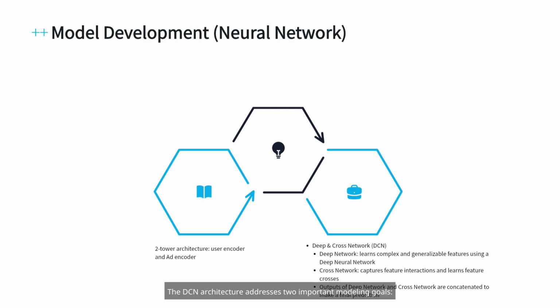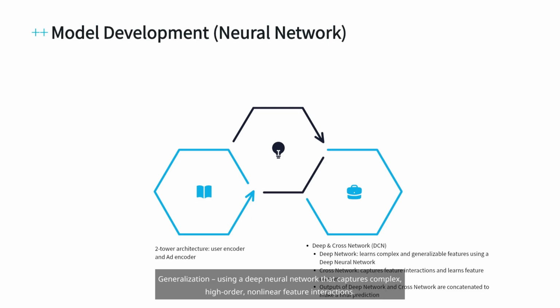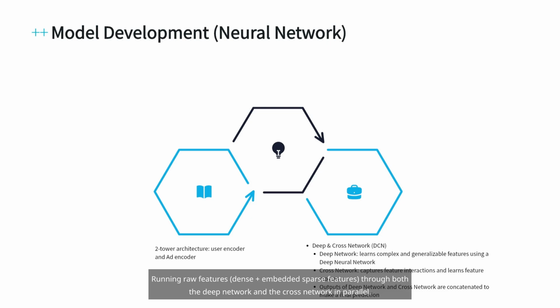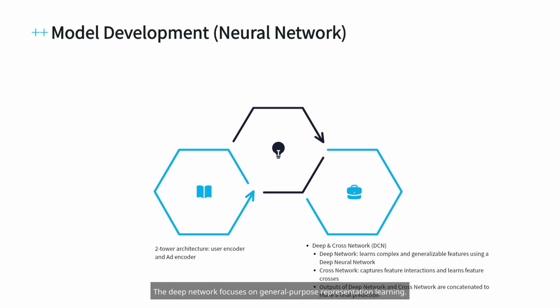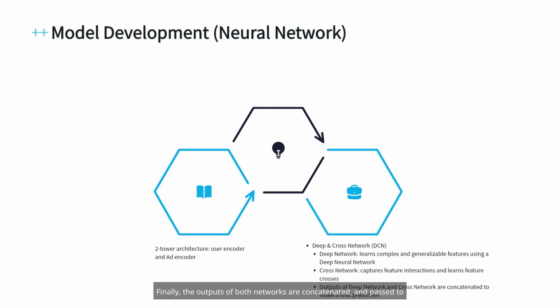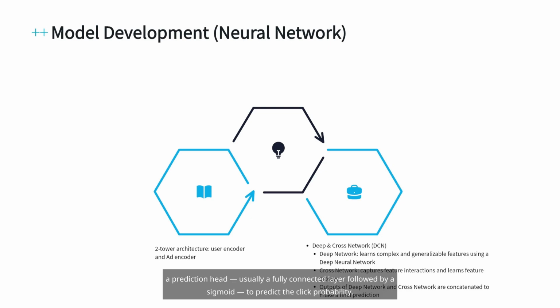The DCN architecture addresses two important modeling goals: generalization, using a deep neural network that captures complex, high-order, nonlinear feature interactions. Feature crossing, using a cross-network that explicitly learns useful combinations of features, like young users plus gaming ads, without manual feature engineering. The architecture works by running raw features, dense plus embedded sparse features, through both the deep network and the cross-network in parallel. The deep network focuses on general-purpose representation learning. The cross-network explicitly models interactions between raw features across layers. Finally, the outputs of both networks are concatenated and passed to a prediction head, usually a fully connected layer followed by a sigmoid, to predict the click probability.